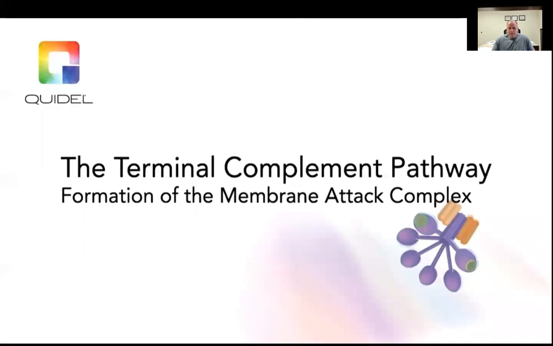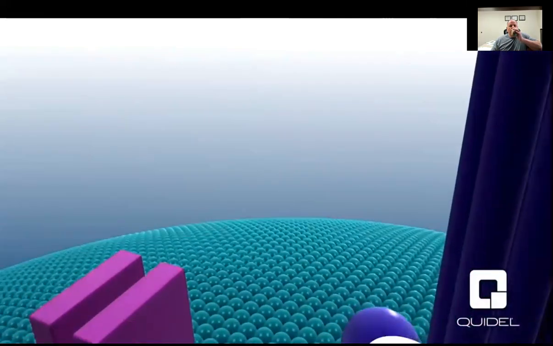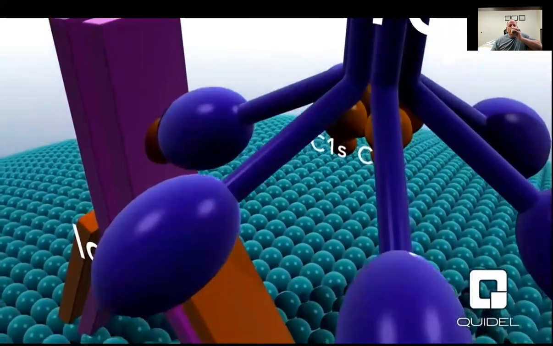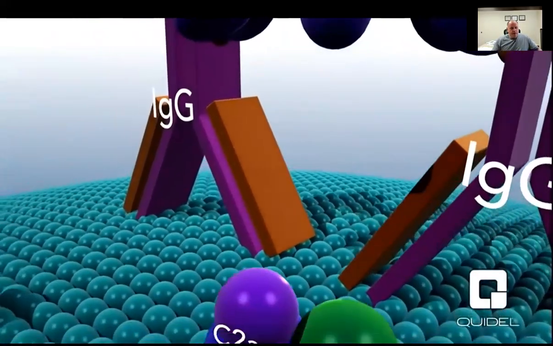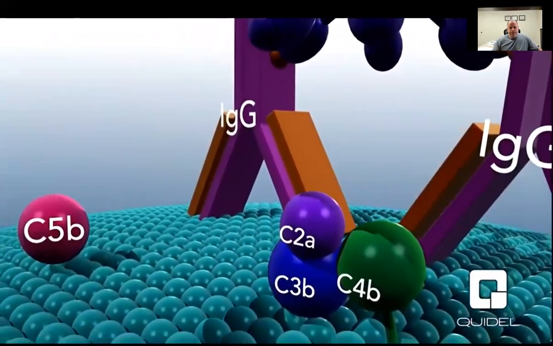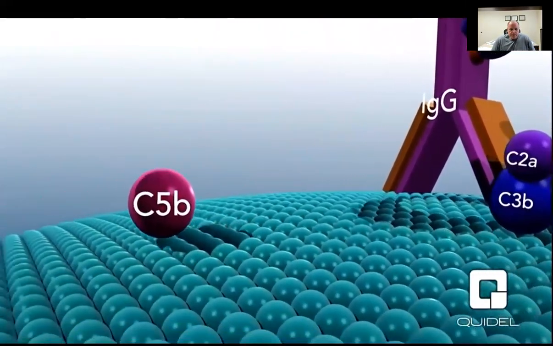The terminal complement pathway, or formation of the membrane attack complex. One of the best-known host defense functions of the complement system is its ability to lyse many bacteria, enveloped viruses, and nucleated cells. Lysis of cells by the complement system is mediated by a large macromolecular structure called the membrane attack complex, or MAC.